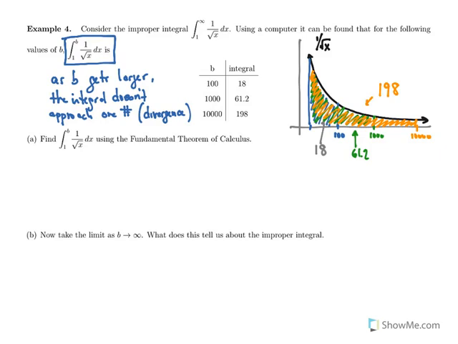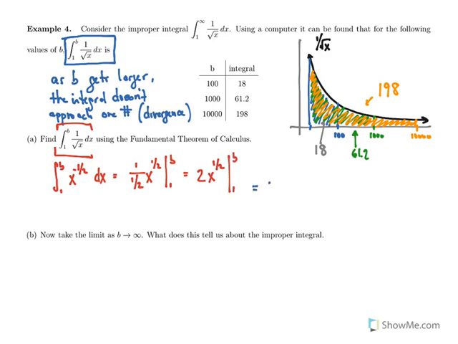So this proper integral that we've been looking at, we can do with the fundamental theorem of calculus. This is going to be the antiderivative of 1 over square root of x. Let's rewrite this as x to the negative 1/2. The antiderivative is going to be: increase the power by 1 and divide by the new power. We're going to evaluate at the bounds, and we can rewrite this as 2x to the 1/2 from 1 to b.